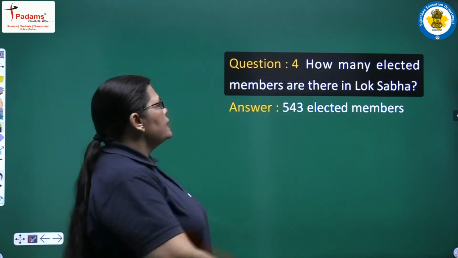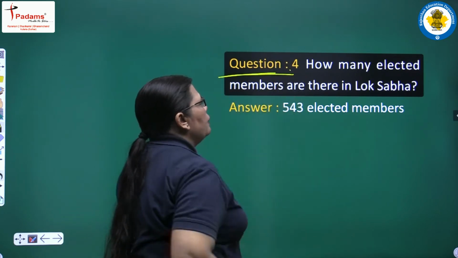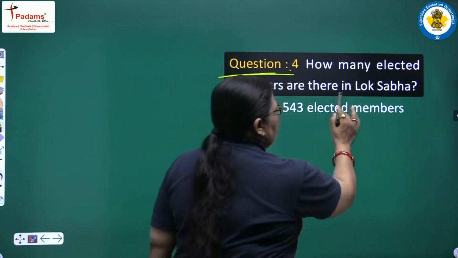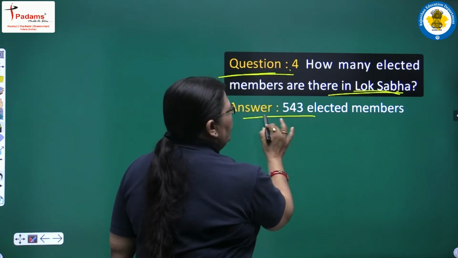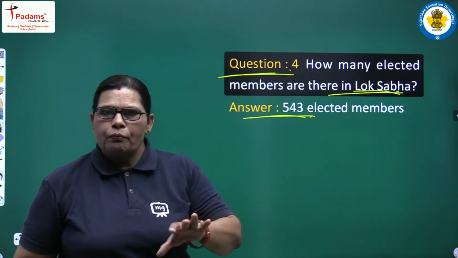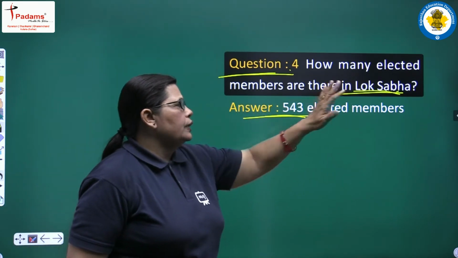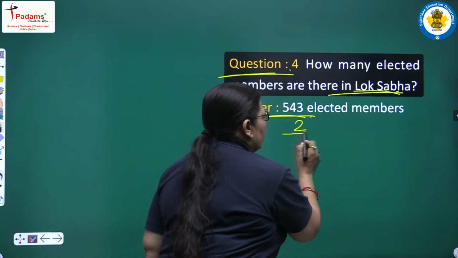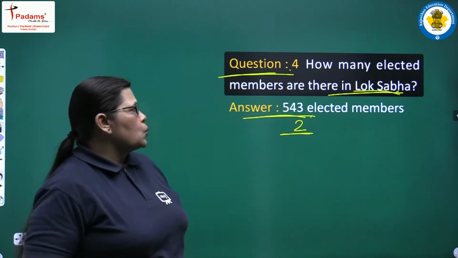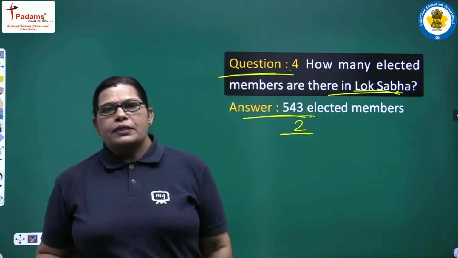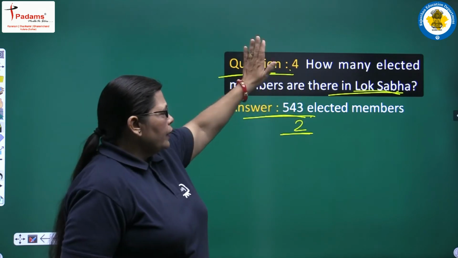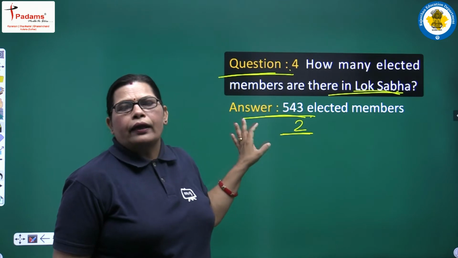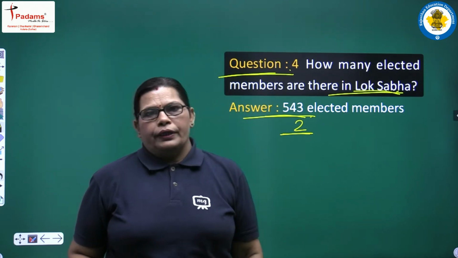Our next question is here. How many elected members are there in Lok Sabha? It means how many members are there in Lok Sabha? When we are considering the elected members, the answer is 543 elected members, but 2 Anglo-Indians are nominated. It means a total of 545 members are there, and among the 545, 543 are elected members and 2 members of the Anglo-Indian community are nominated.